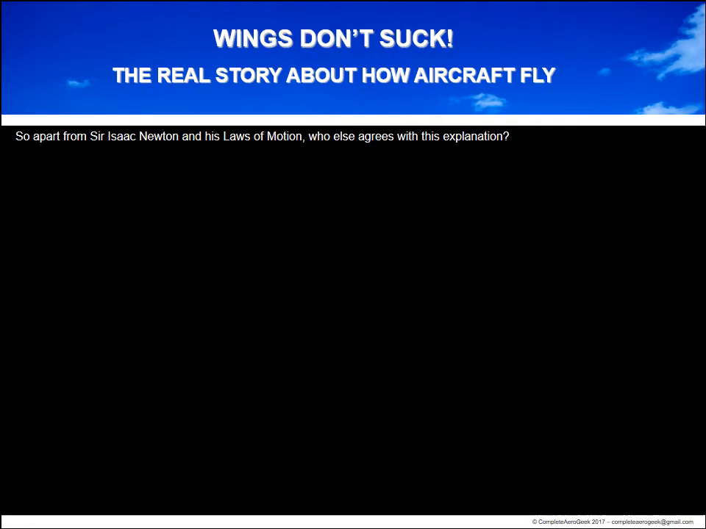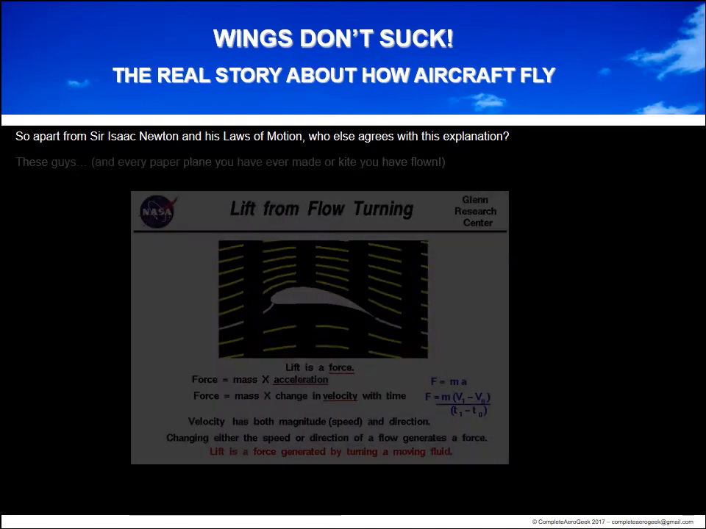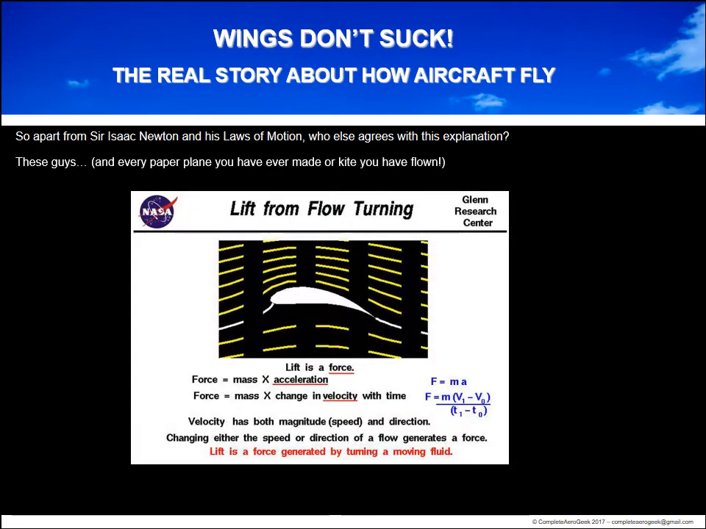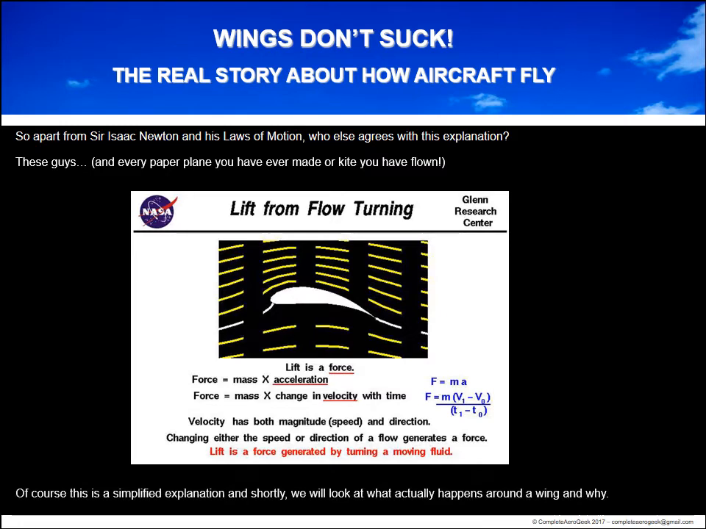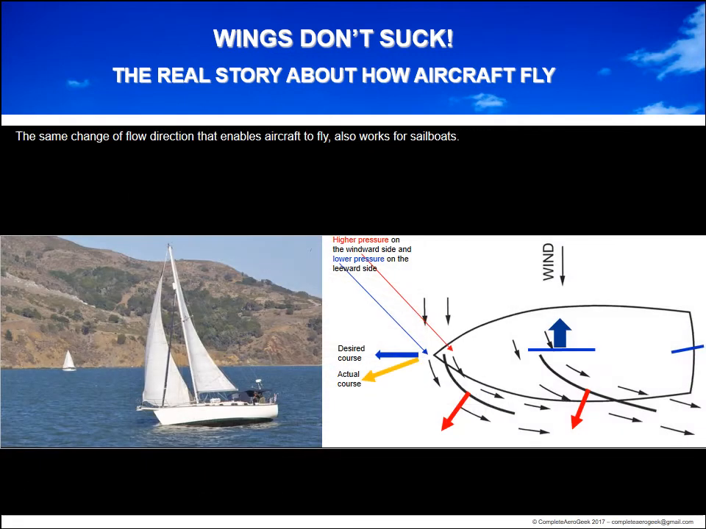So apart from Sir Isaac Newton and his laws of motion, who else agrees with this explanation? These guys. And every paper plane you have ever made, or kite you have flown. Of course, this is a simplified explanation, and shortly, we will look at what actually happens round a wing and why. The same change of flow direction that enables aircraft to fly also works for sailboats.